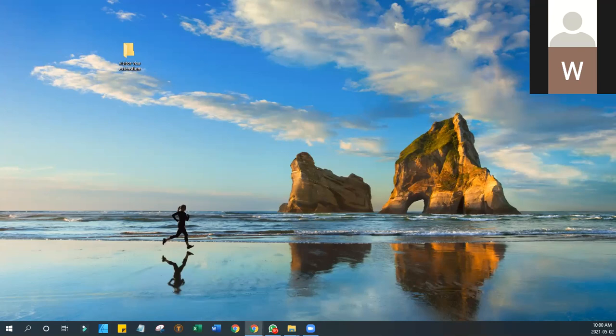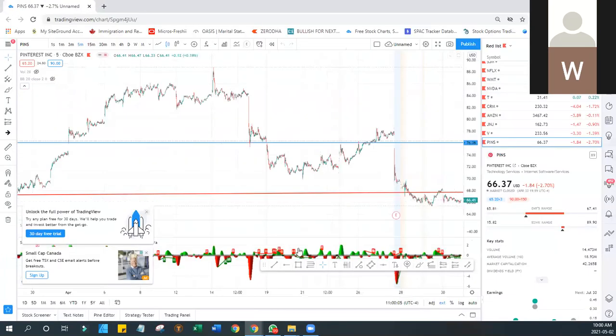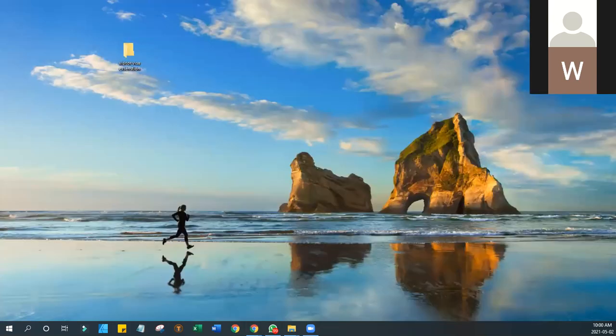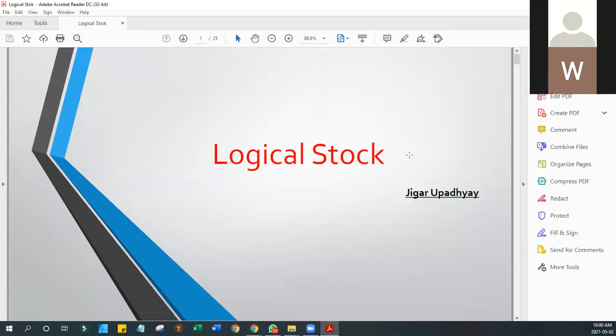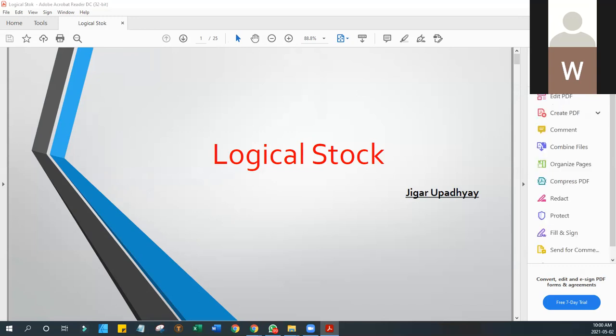Did you put the screens on the display? It was there already, but can you see the pins now? Yes. I'm trying to look for my stock presentation, which I would like to go through, and then I will share it with you guys. Can you see the stock now? Yes, we can see that.